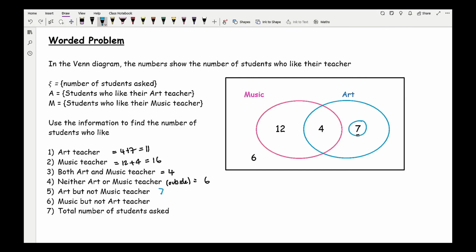And then the opposite of that, well, how many people just like their music teacher? Well, that's going to be 12. And then the total number of students that were asked? Well, here I just need to add up all the numbers I've got. So I've got 6 plus 12 plus 4 plus 7, and adding that up, I've got 6 plus 12, which is 18, plus 4, which is 22, plus 7, which is 29 students. And there, my final answer.